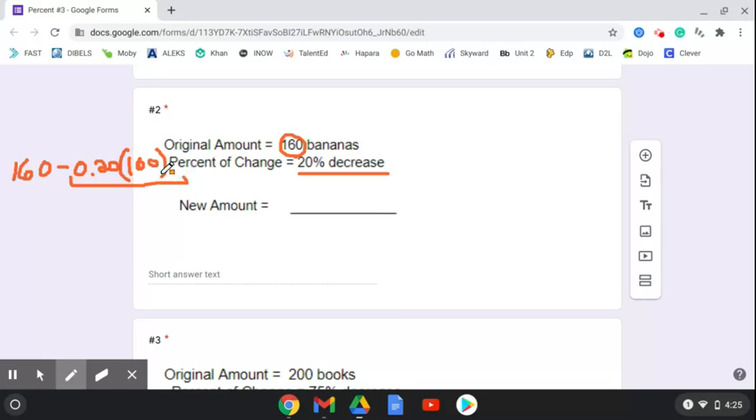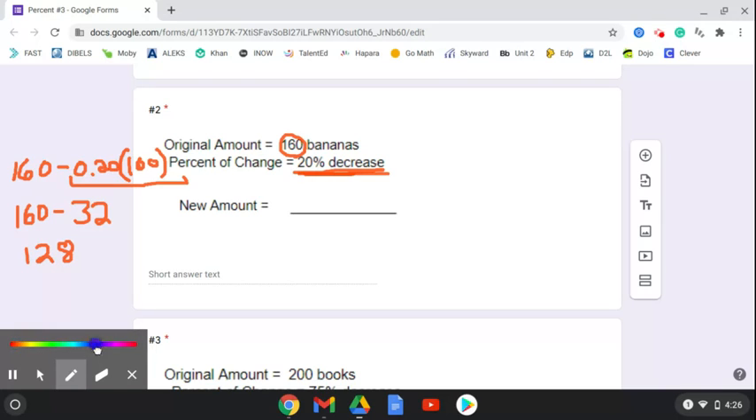Okay, so I got to figure out what this part is. What is 20% of 160? So in my calculator, I put 0.2 times 160, and I get 32. Okay, so if I start with my 160 bananas and take away 32 of them, and that 32 right there would be a 20% decrease. 160 minus 32 would be what? Would be 128. Okay, so I would be left with 128 bananas.